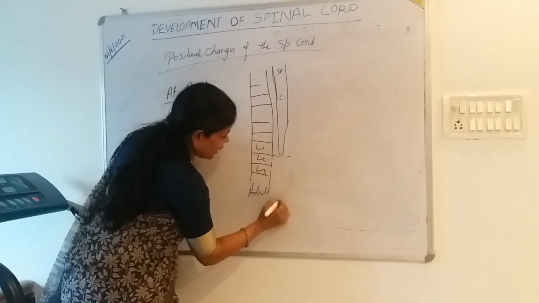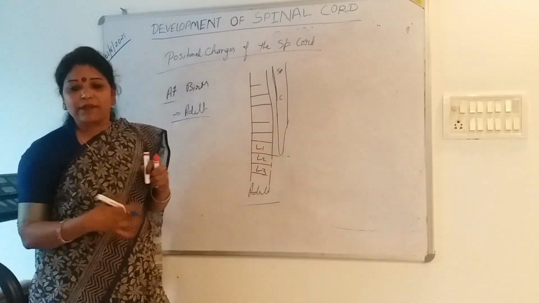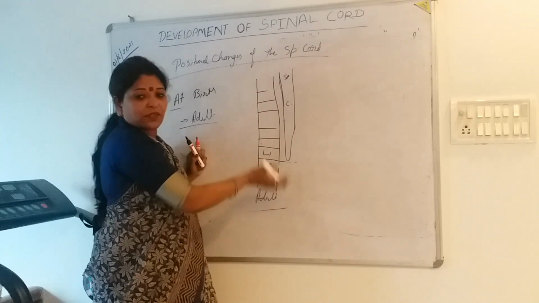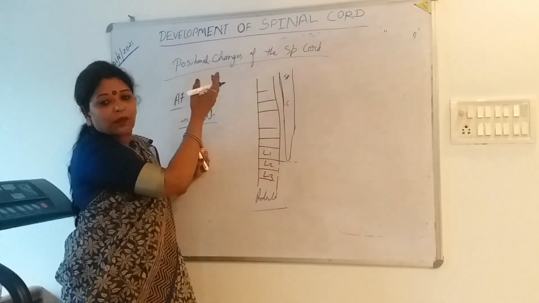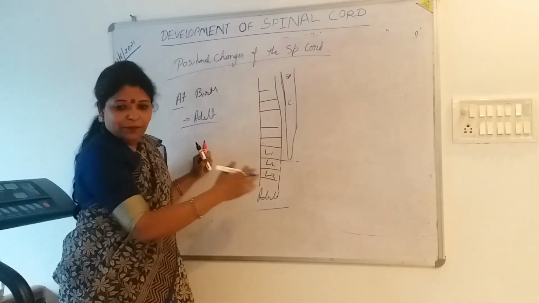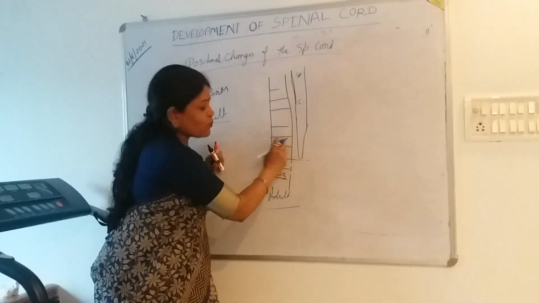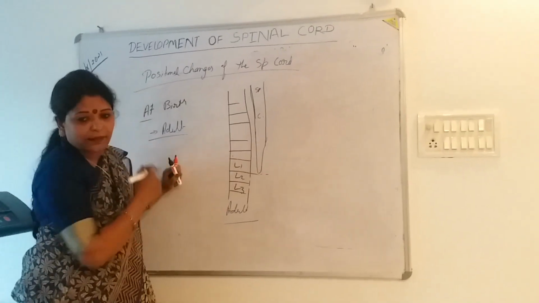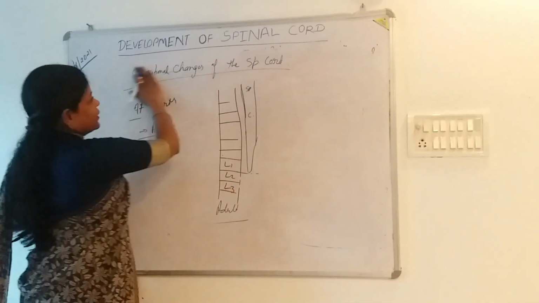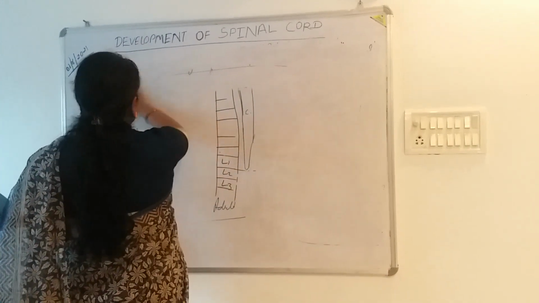So this is also a part of the development of the spinal cord. The gradual regression above, it seems to be shifting above. It is not actually shifting above. Rather, the rate of growth between these two structures is different. That's why it is like that. So this was one of the aspects of the development of the spinal cord.